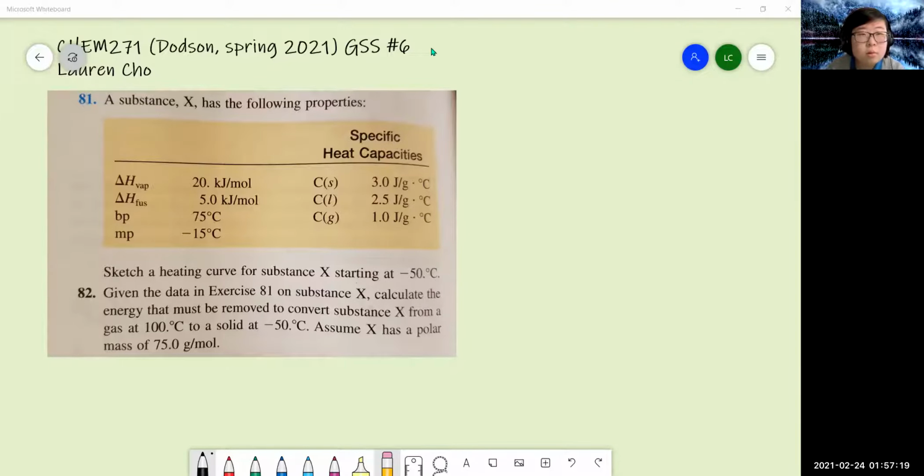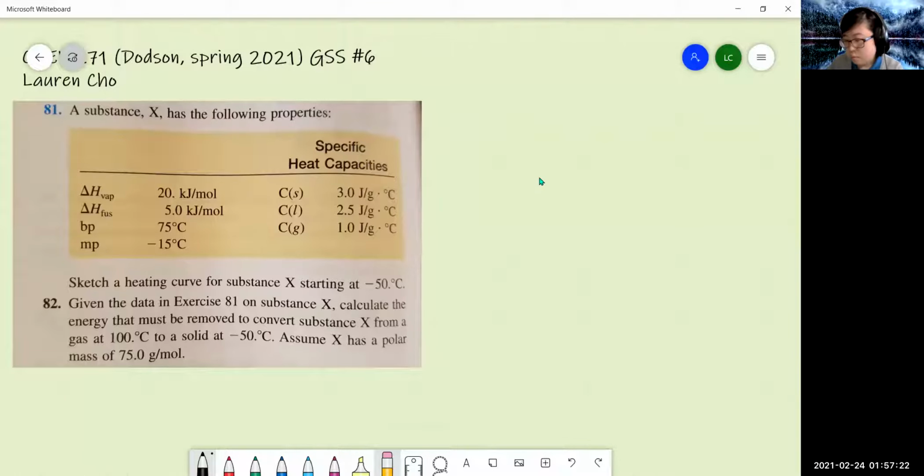Okay, so we'll just go over this quick problem and explain a little bit about how to tackle these sort of phase transition diagram, phase change diagram problems. This is a problem from a Zumdahl book. It's my favorite book because I took AP Chem long ago, and this is the first book where I learned all this stuff.